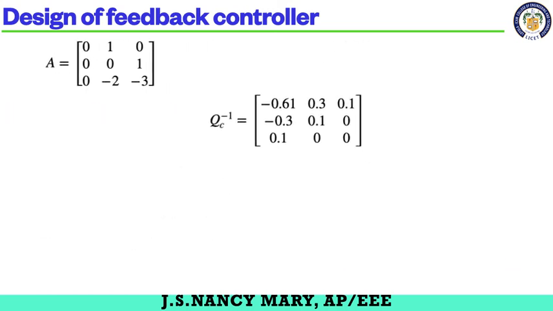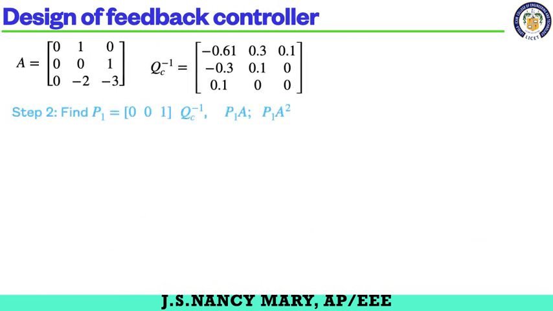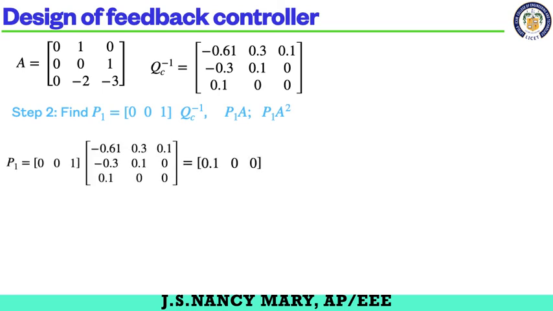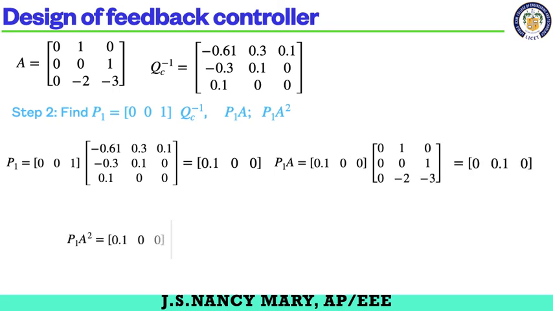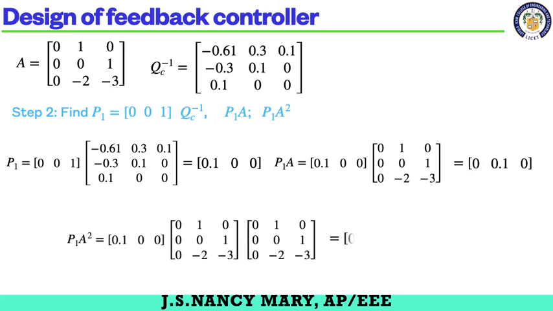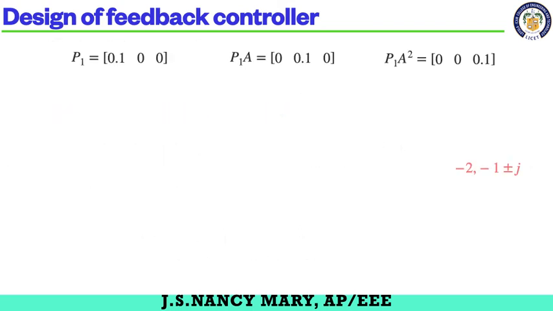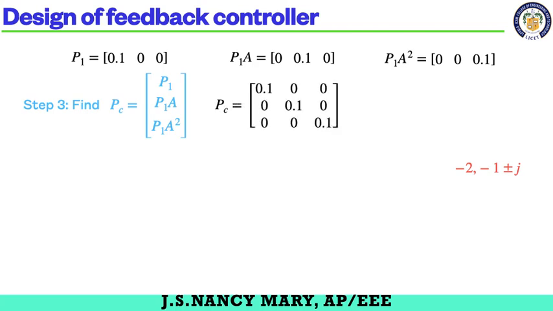Next step 2, we need to find out P1 and P1A, P1A square. So P1 is QC inverse into 001. So you'll get 0.100. P1A you'll get 0.10. P1A square 0.1. So while combining all the three to write your PC, you'll be getting PC is equal to 0.100, 0.10, 0.1.